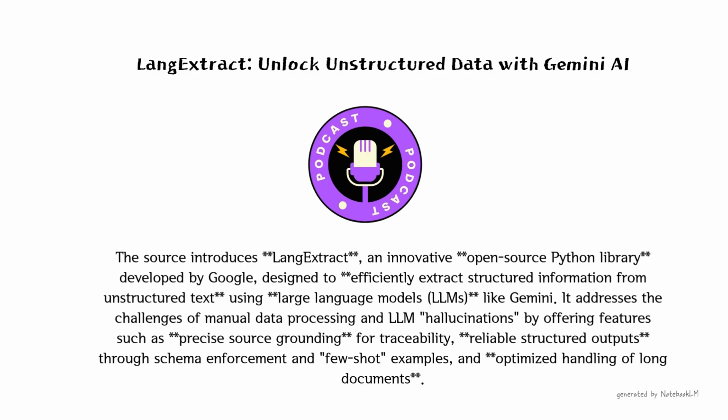Okay, one more thing on capabilities. Does it only pull out what's explicitly written? Or can it use the LLM's general knowledge, its world knowledge? Good question. Yes, it can leverage the LLM's inherent world knowledge. How does that work? Well, it means LangExtract isn't just a simple pattern matcher. It can act more like an intelligent agent. It might infer connections or add context that isn't literally spelled out in the text.